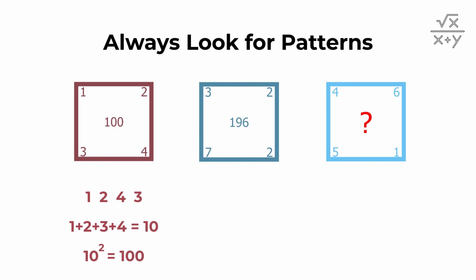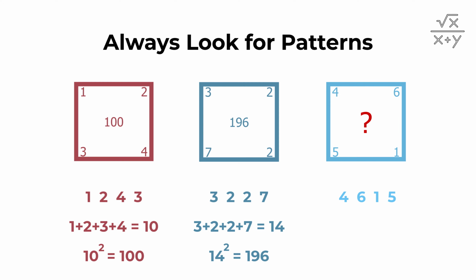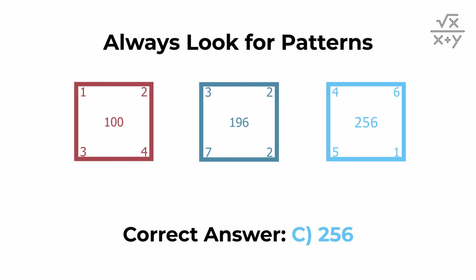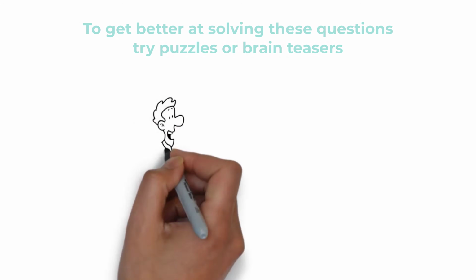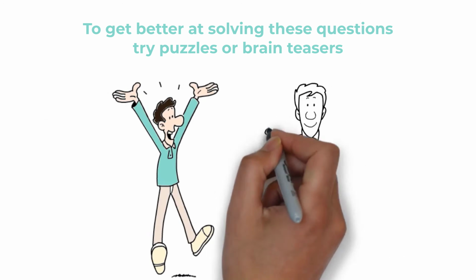was calculated. The next one is the dark blue square. The sum of 3 plus 2 plus 2 plus 7 equals 14, and 14 squared is 196. And now the light blue square has the sum of numbers equal to 16, because 4 plus 6 plus 1 plus 5 equals 16, and 16 squared is 256. So the answer here is choice C, 256. Hopefully you've nailed this question and now know how to answer similar problems on the test.